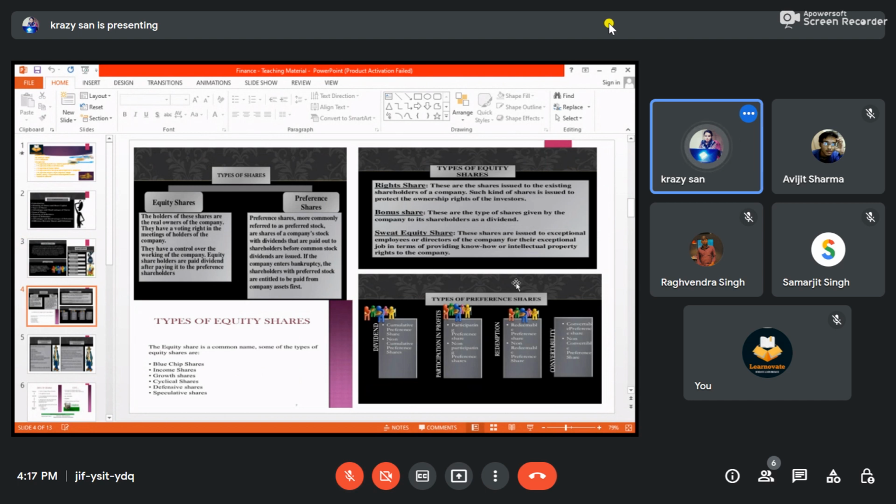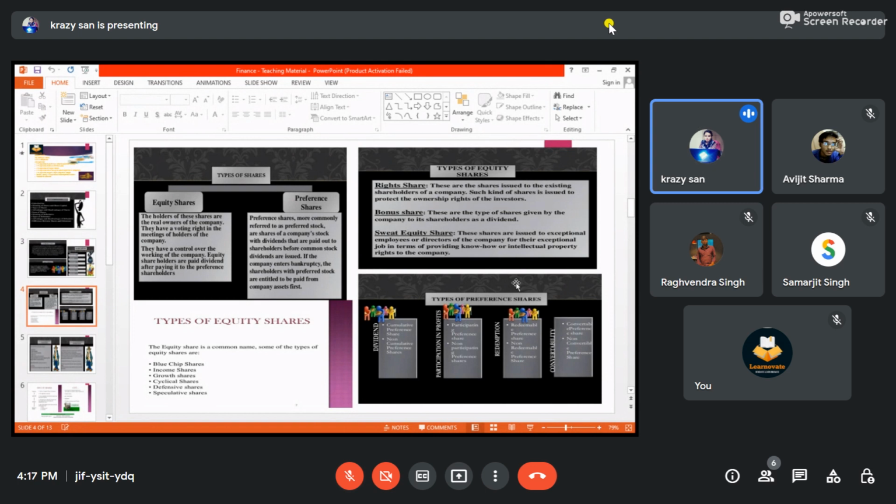Now there are different types of equity shares, but the most important three are right shares, bonus shares, and sweat equity shares. There can be many more, like blue chip shares, income shares, growth shares, cyclical shares, defensive shares, speculative shares. But when the financial market deals, they mostly categorize in three forms: right shares, bonus shares, sweat equity shares. Right shares are the shares issued to the existing shareholders of a company. Such shares are issued to protect the ownership right of the investor.